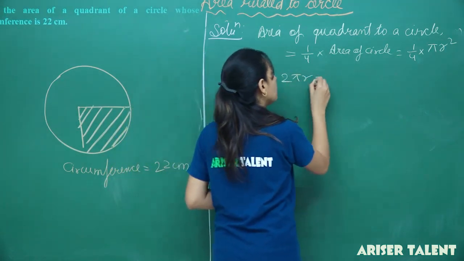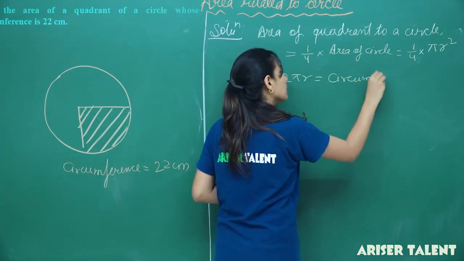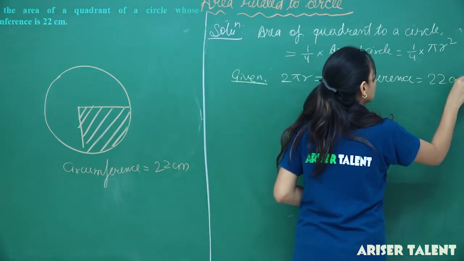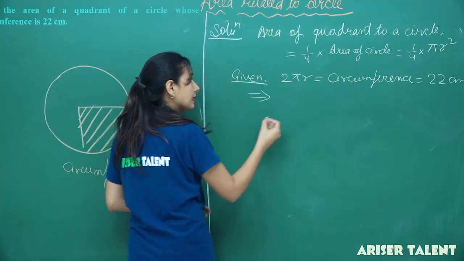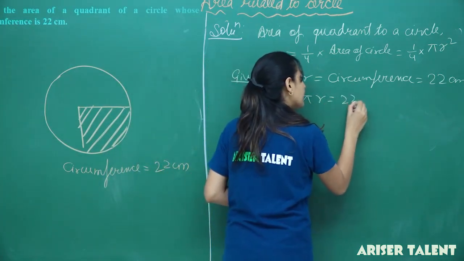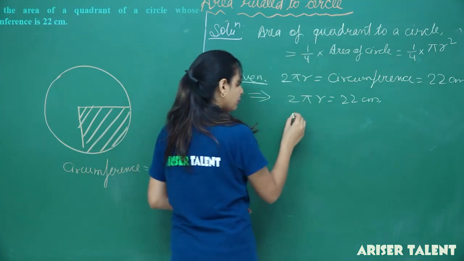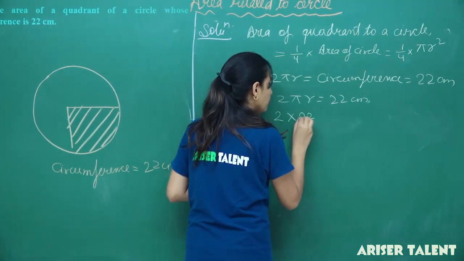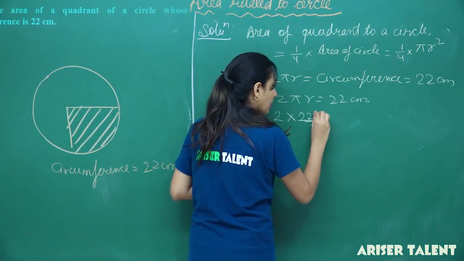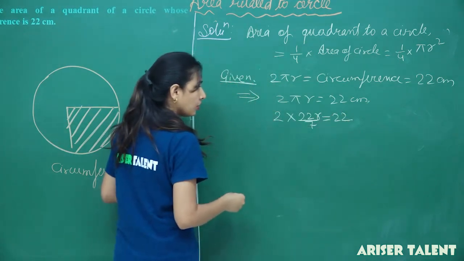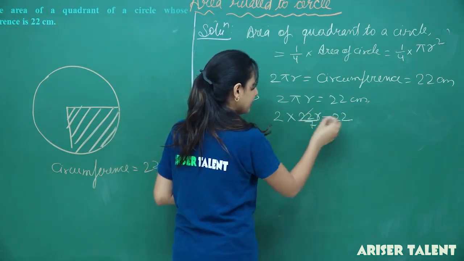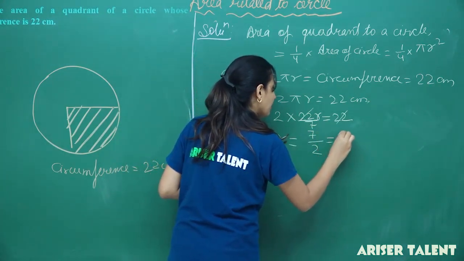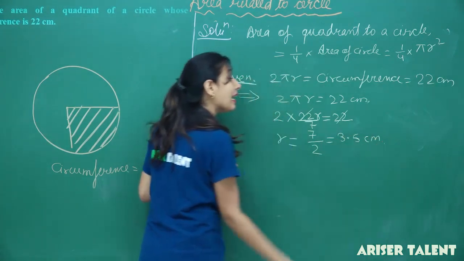Given: 2 pi r equals the circumference, which equals 22 centimeters. So, 2 pi r equals 22 centimeter. From there you can find r. You have not been given any value of pi here, so you will use 22/7. Okay, 2 times 22/7 times r equals 22. Now, what will you do? That will cancel out, so that will be 2 here and 7 there. That will give you 3.5 centimeter as your radius.